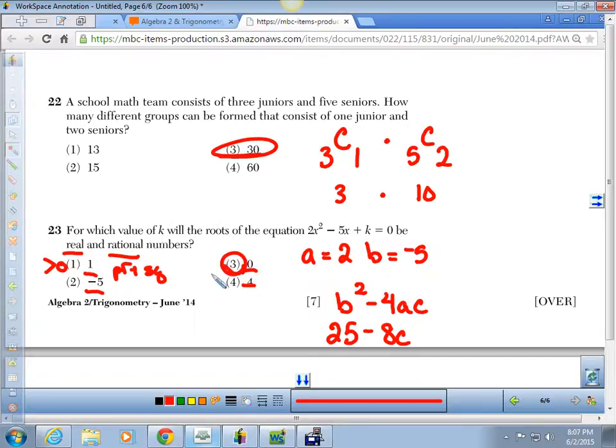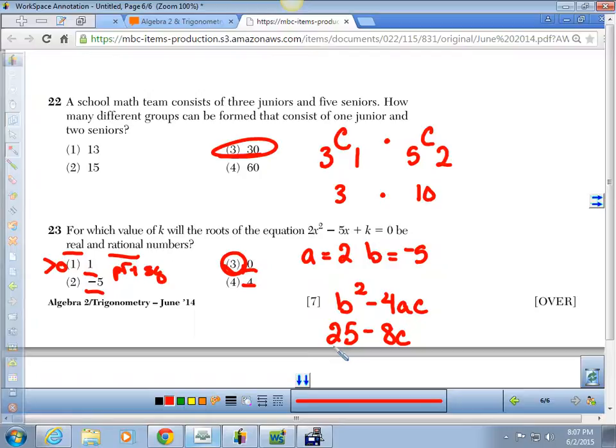Folks, if I plug in 4, what's 8 times 4? And 25 minus 32 is going to be negative. That would give me imaginary roots. What's 1? What's 25 minus 8? 17, right? And 17 is going to give me real roots, but they're going to be irrational. -5, well, -8 and -5 is 40. Well, what's 25 plus 40? 65 is, again, not a what? It's not a perfect square, so it's not going to be rational.